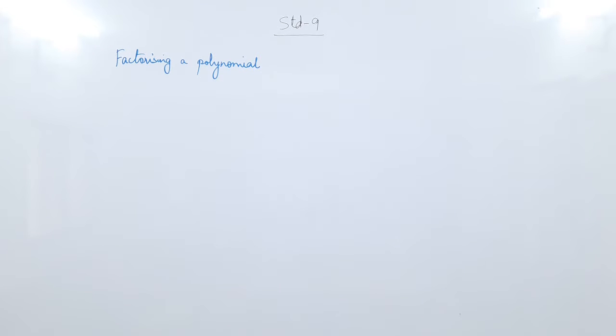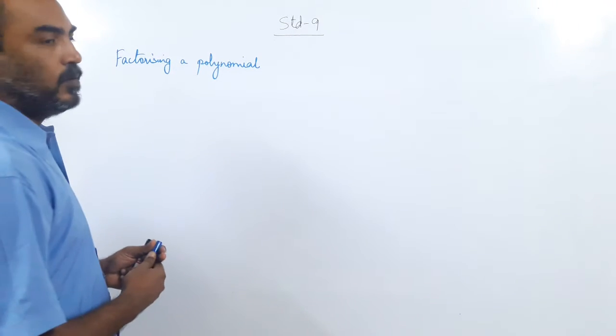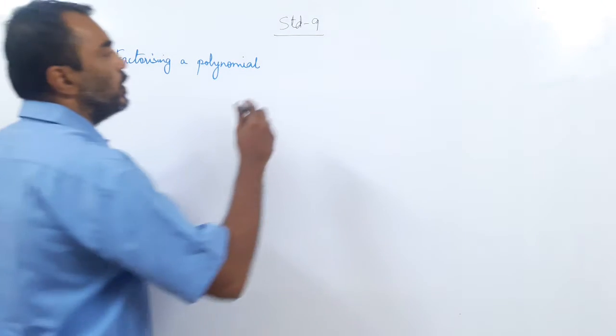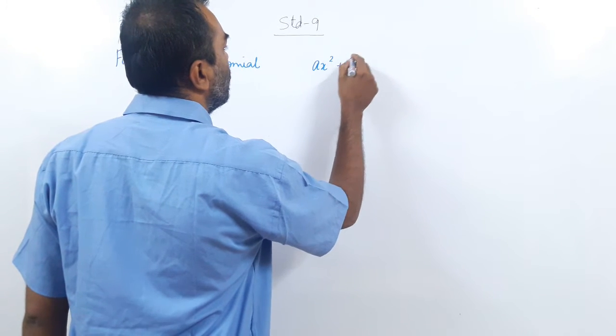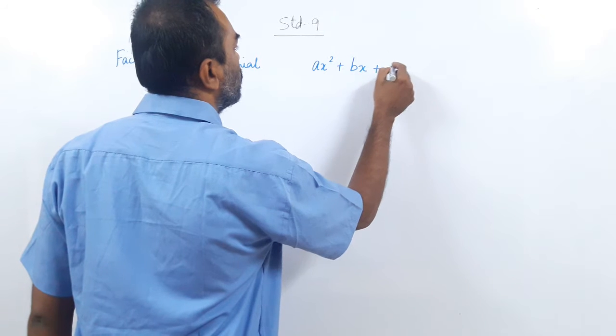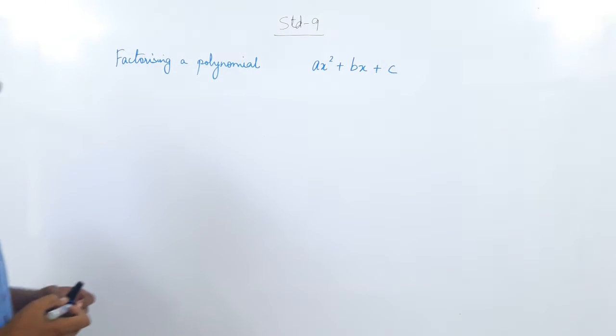Good morning, friends. So, yesterday what we did was factorizing a polynomial, but which polynomial? A quadratic polynomial. In which form? Ax square plus bx plus c. Yes, and I have given you some sums for homework.